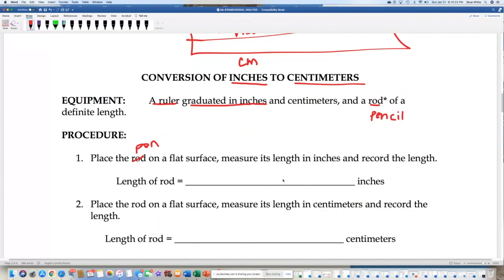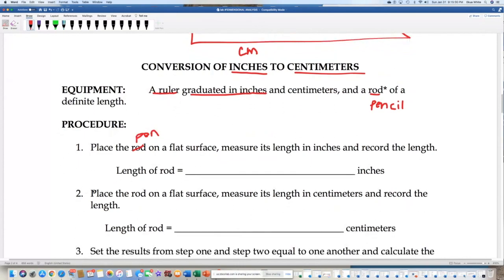Then you write the length of the pencil right here in inches. Make sure you estimate if you have to estimate, right? Record it in inches. Then place the same rod, same pencil, on a flat surface and then measure its length in centimeters. Same rod, same pencil. And record the length right here.